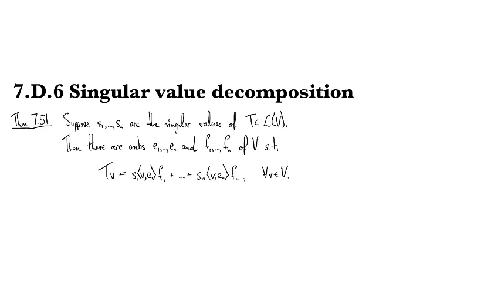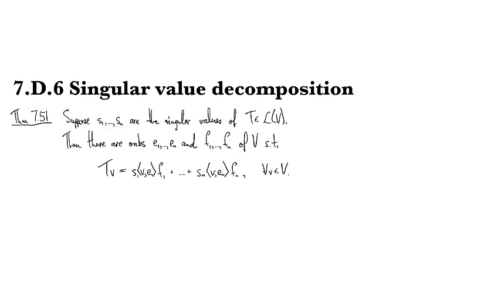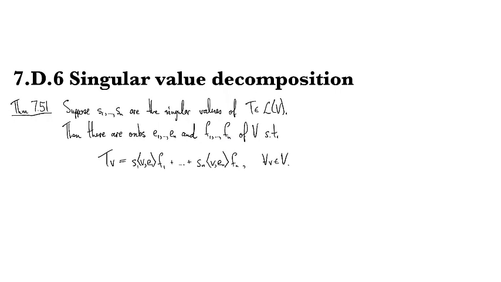So the singular value decomposition of the operator T shows us how we can use the singular values to describe what the action of T is. Suppose that we've got the singular values denoted by s_j. These are the singular values of T. Then there exist two orthonormal bases, an orthonormal basis of e's and another one of f's, such that T applied to v is given by this formula right here. And we'll talk a little bit about what this formula means in a moment.